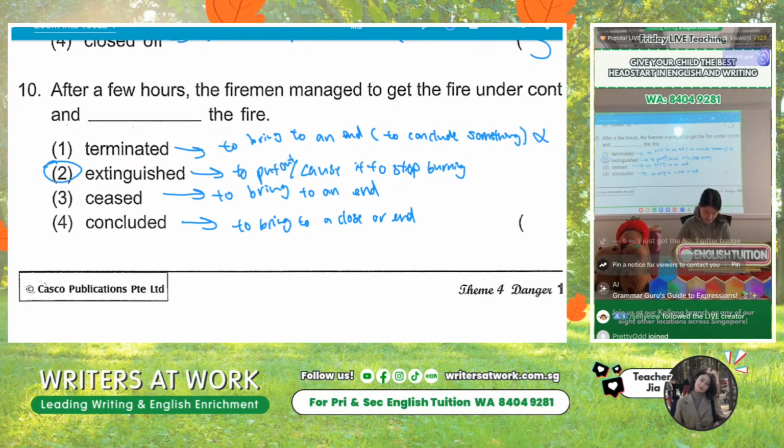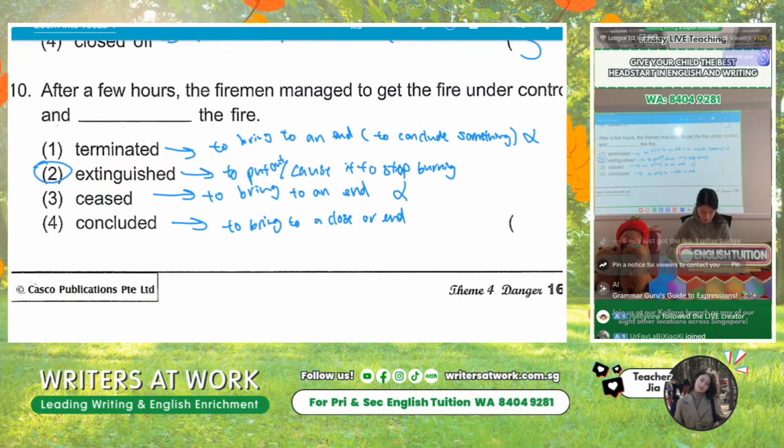All right, ceased. We have to bring to an end. So when you're talking about ceased, like I mentioned, you can say the rain ceased. He ceased to exist. His snoring ceased. So something that ends. It means an activity coming to an end, but it's not a very specific term for fire or light or anything like that. So it's not as suitable in this context. So we're going to cross that out as well.